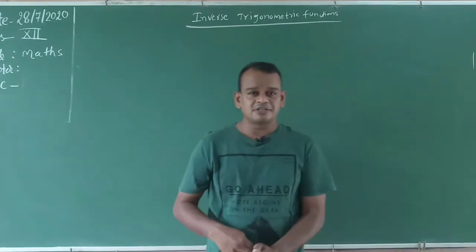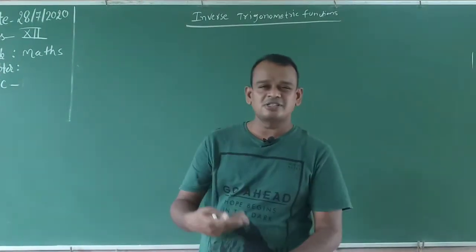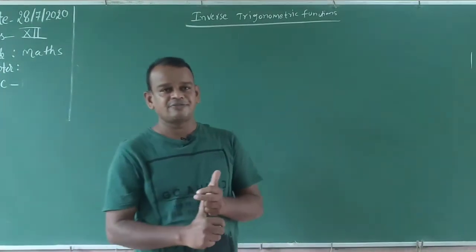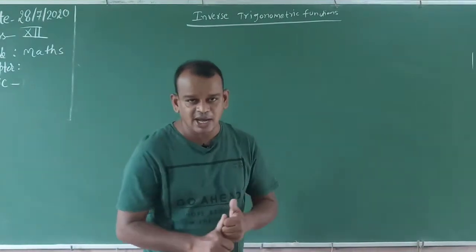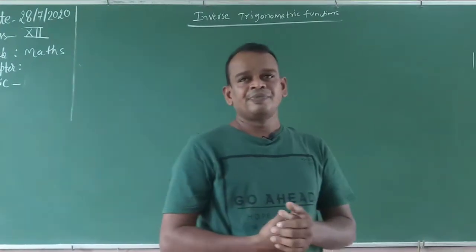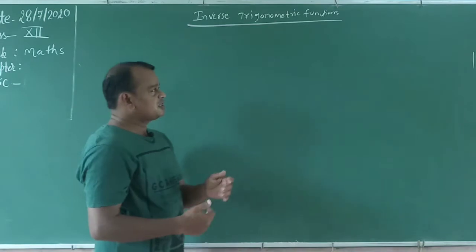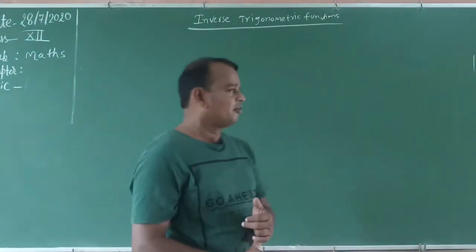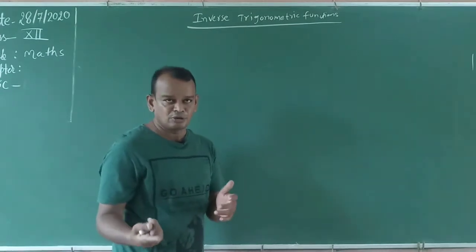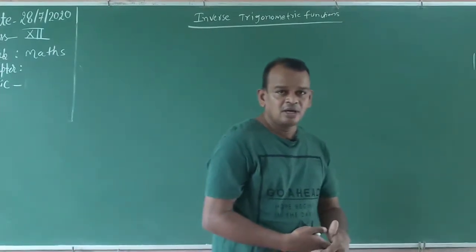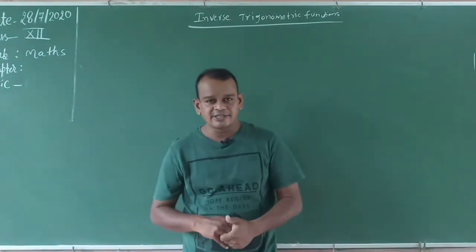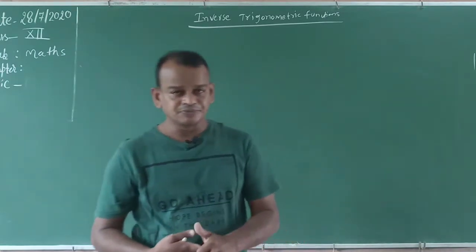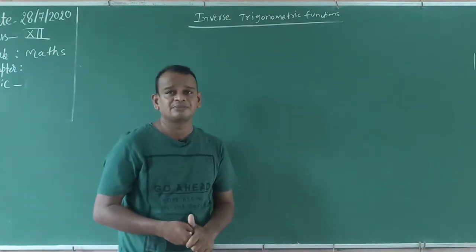How many trigonometric functions are there? You know very well. Those are 6 trigonometric functions: sine function, cosine function, tangent, cotangent, secant and cosecant. And those functions are defined in the right angle triangle. Now sin theta is equal to opposite side by hypotenuse, cos theta equals adjacent side by hypotenuse, tan theta equals sin theta by cos theta.